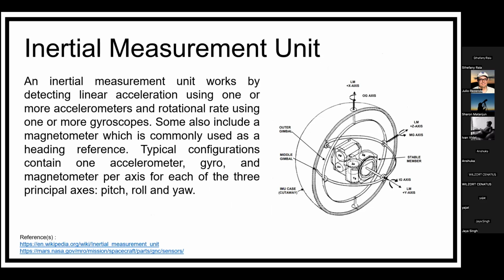The final sensor that I'm going to talk about is the inertial measurement unit, which was already talked about in detail by my fellow presenter. So I'll just give a brief overview of what an inertial measurement unit is. It is an electronic device which measures and reports a body's specific force, and along with that, it also measures angular rate and sometimes the orientation of the body, using a combination of accelerometers, gyroscopes, and sometimes magnetometers.